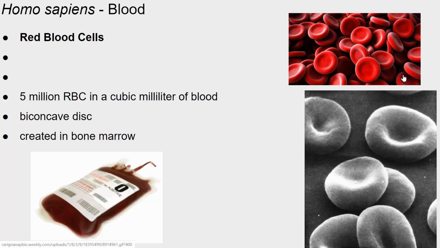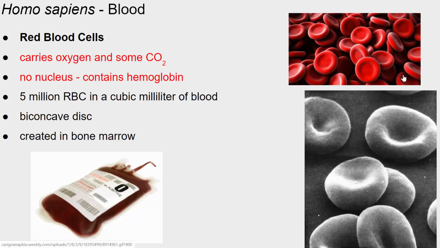Floating around in there are the red blood cells. Here you can see red blood cells. They have a distinct shape. It's called a biconcave disc. It's kind of like an indented bagel, but the hole's not all the way through it. Like a frisbee or something.